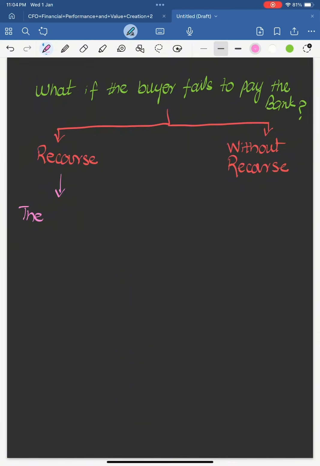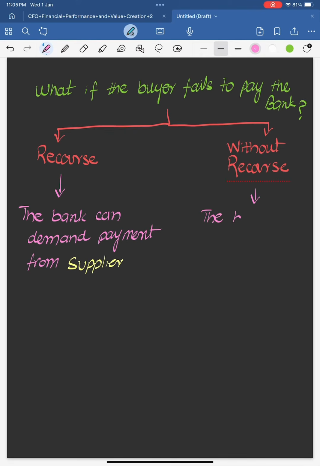If it's with recourse, then the bank has a protection because it can always knock on the supplier's door in case the buyer fails to pay. So it can demand payment from the supplier. Without recourse is the opposite: the bank cannot demand payment from the supplier. Their only option is to make sure that the buyer makes the payment on time.